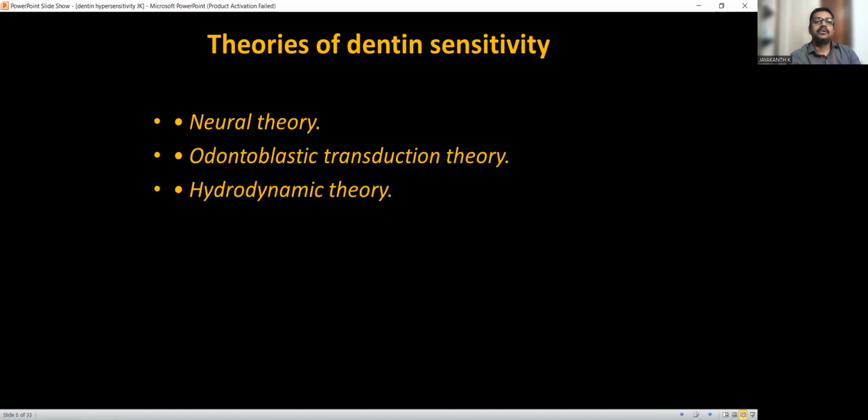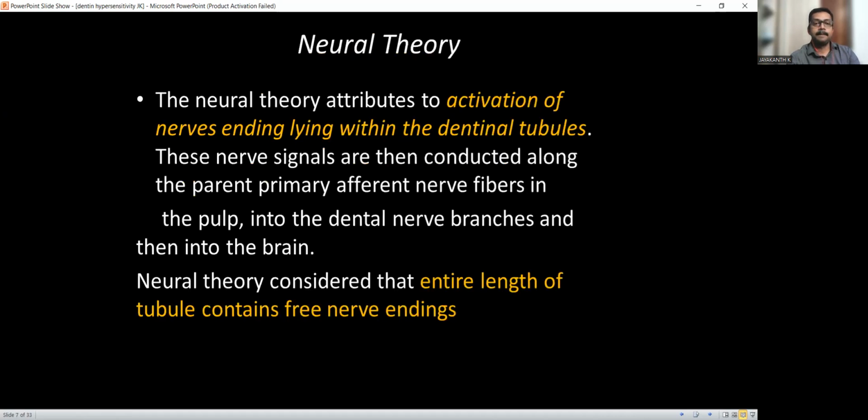Now let us go to the theories of dentin sensitivity. Basically you have three main theories: neural theory, odontoblastic transduction theory, and hydrodynamic theory. The first theory is the neural theory. It attributes the pain to activation of nerve endings lying within the dentinal tubules. These nerve signals are then conducted along the parent primary afferent nerve fibers in the pulp into the dentinal nerve branches and then into the brain.